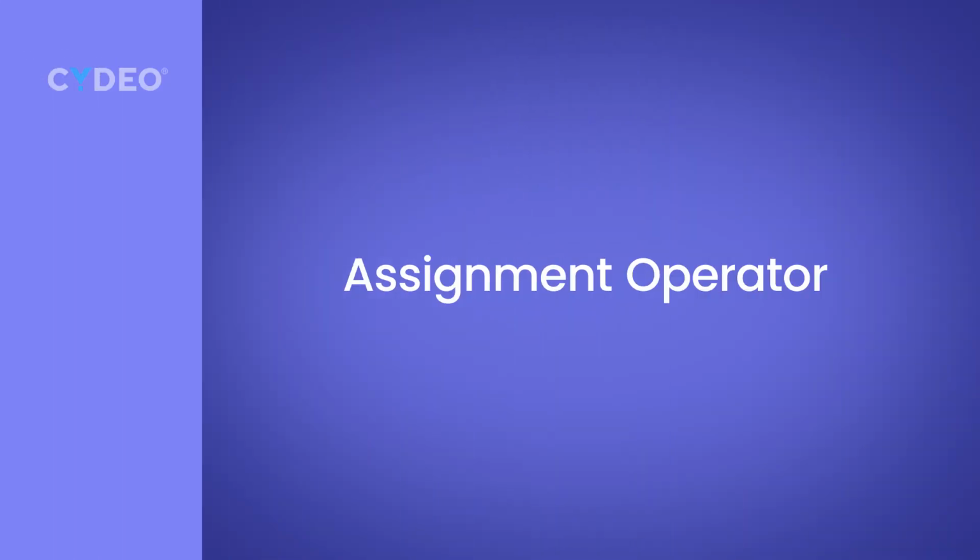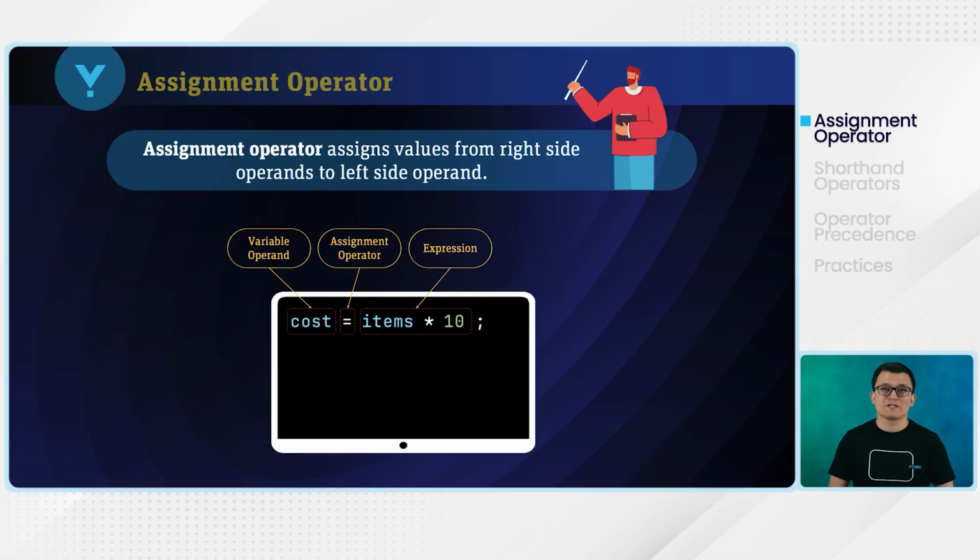Welcome everyone. Now let's talk about the assignment operator and shorthand assignment operators. The assignment operator assigns the value from the right side operand to the left side operand. So every time you want to assign a value or update the value of a variable, you could use this assignment operator.